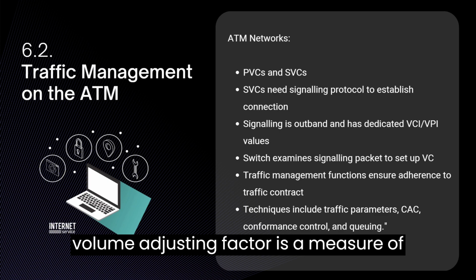So to set up a connection on an ATM device, one ATM device sends a signaling request to the connected ATM switch with the destination point address and QoS parameter. And the switch examines the signaling packet and sets up a VC on the input link, forwarding the request to the next ATM switch until it reaches the destination. And if the switch cannot provide the desired QoS, the request is rejected and a message is sent back to the origin point. So upon acceptance of the connection, traffic management functions ensure that each of the connections adheres to the traffic contract as agreed.